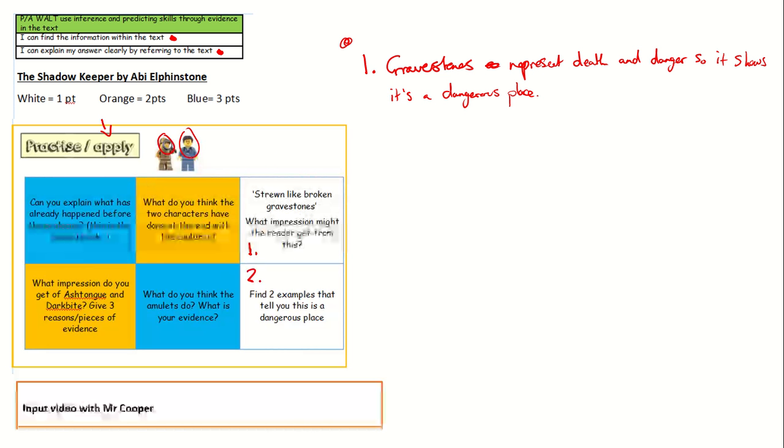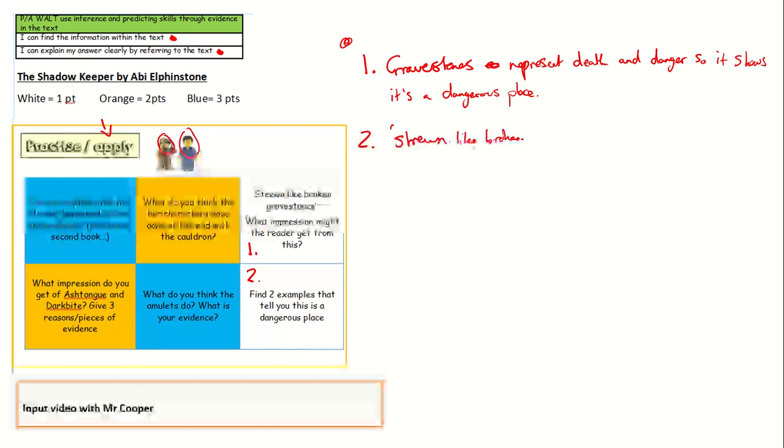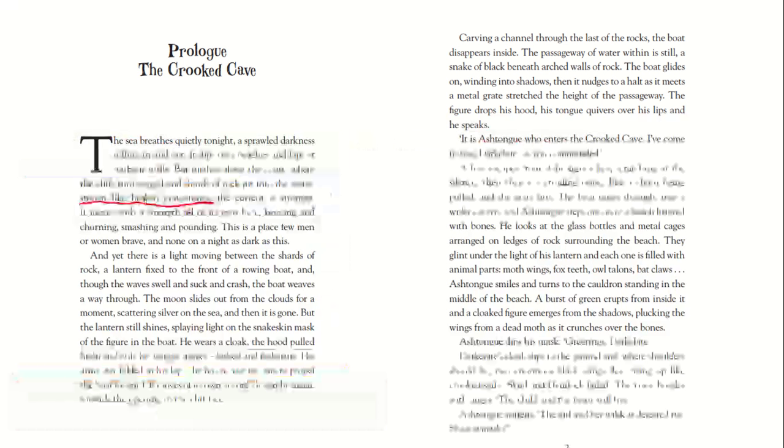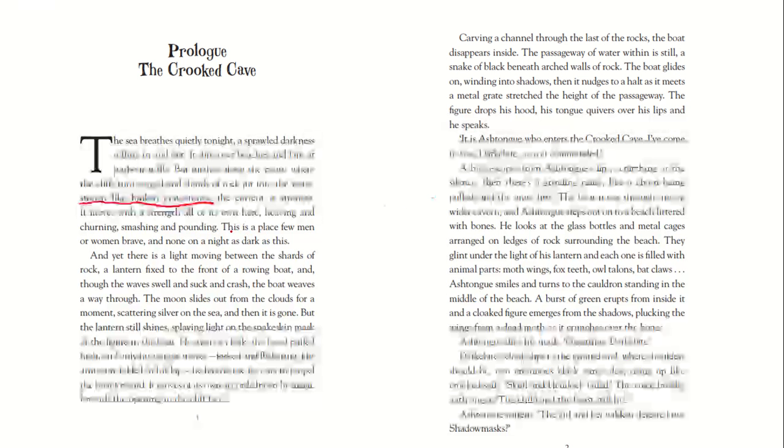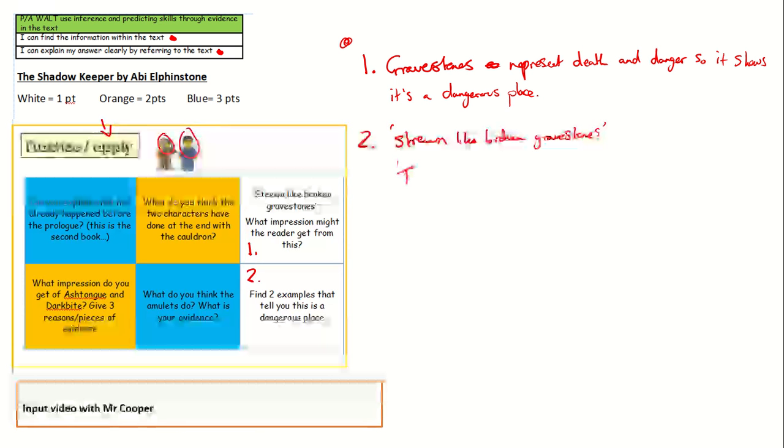Number two. Find two examples that tell you this is a dangerous place. Well, I've been really nice to you there because you can copy. "Strewn like broken gravestones." So I've been nice to you there. And we need another one. What was it that shows you it's dangerous? It's this one here. "This is a place few men or women brave."